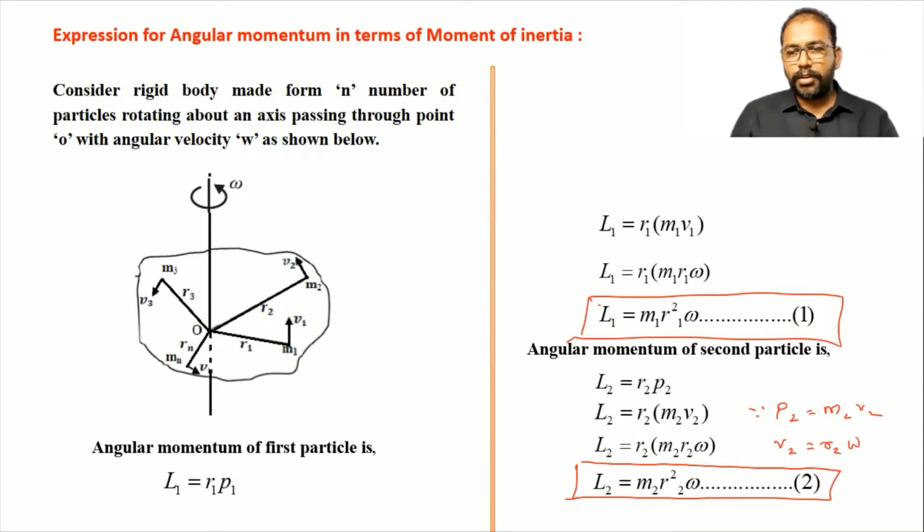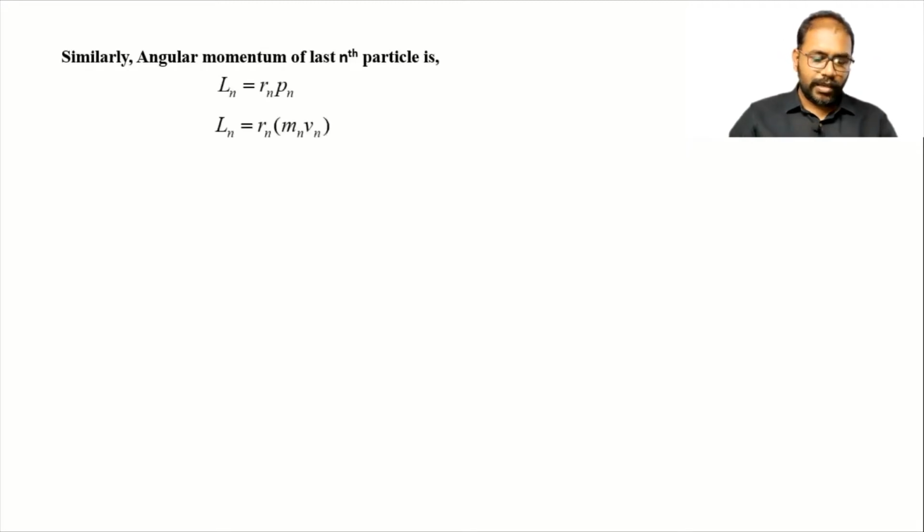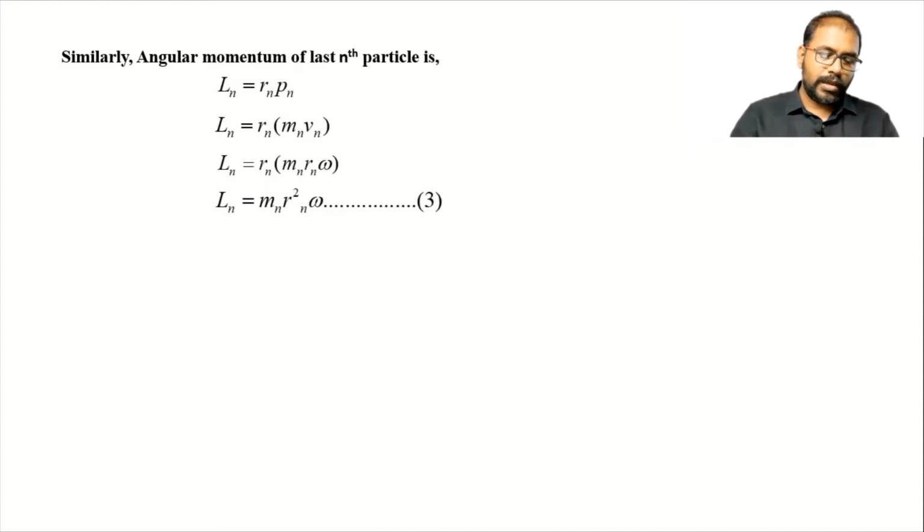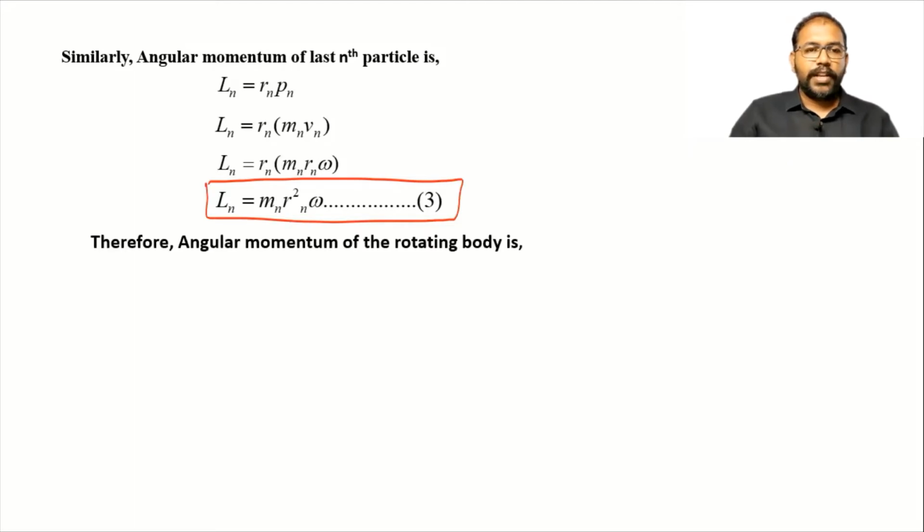So we get the angular momentum of the first particle and second particle, and the third and fourth particles we obtain the same way. Now I am directly writing for the nth particle, and then we add all the angular momenta. The angular momentum of the nth particle is Ln is equal to rn pn. Again pn is mn vn and vn is rn omega. So we get Ln is equal to this, and it is equation number 3.